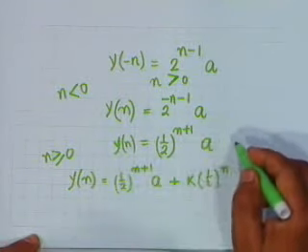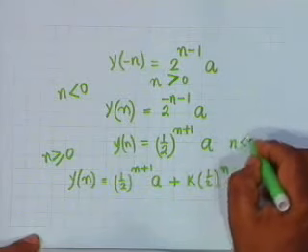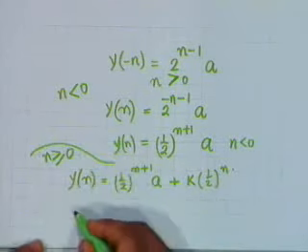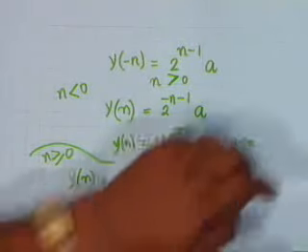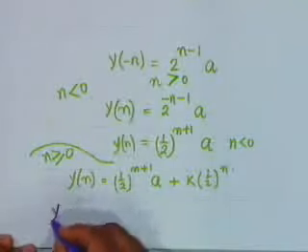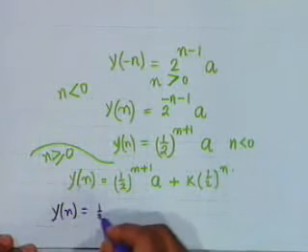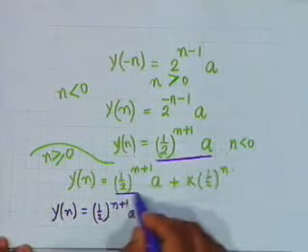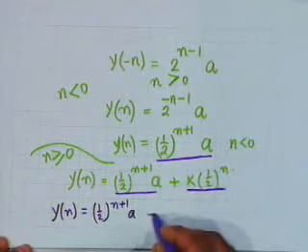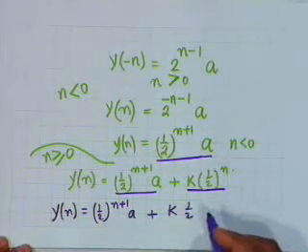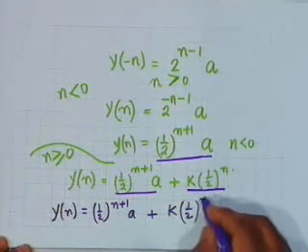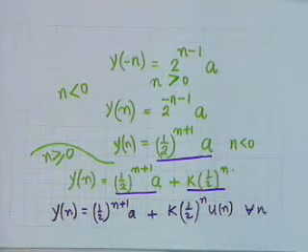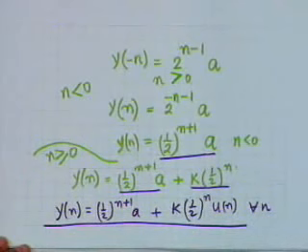This equation is valid for n less than 0 and this equation is valid for n greater than or equal to 0. I can write the general solution as y of n equals half to the power n plus 1 times a. This term is common to both, and this term comes only when n is greater than or equal to 0. So what I do is I multiply this by u of n. This is valid for all n. This is the general solution.